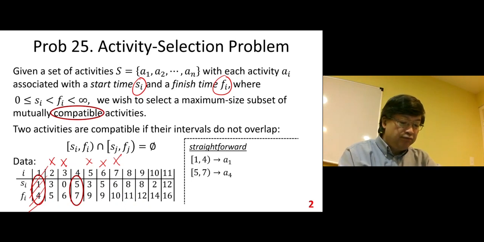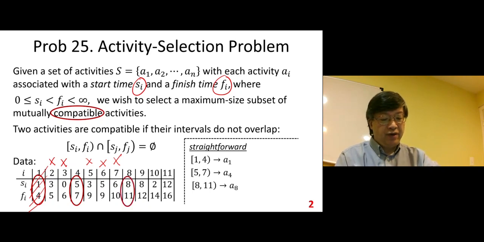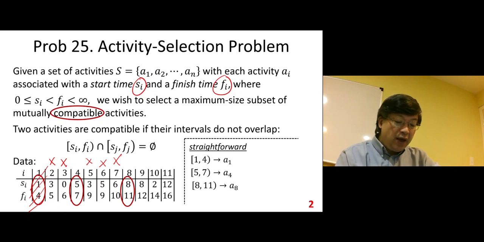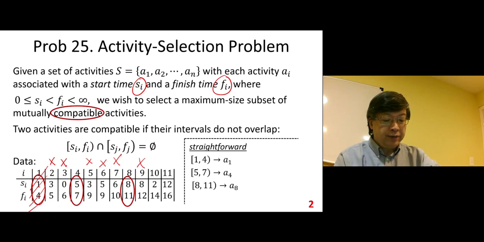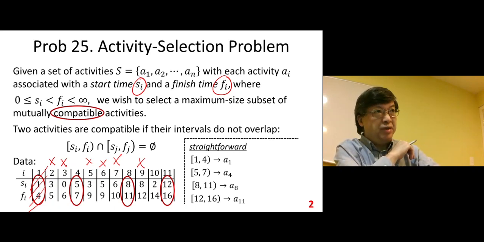A8, no overlapping, right? No overlapping. So we select A8, the third one. Then A9 overlaps with A8. Yeah, 10, 11. 11, no overlapping, so we select it. That's one solution based on the greedy strategy.